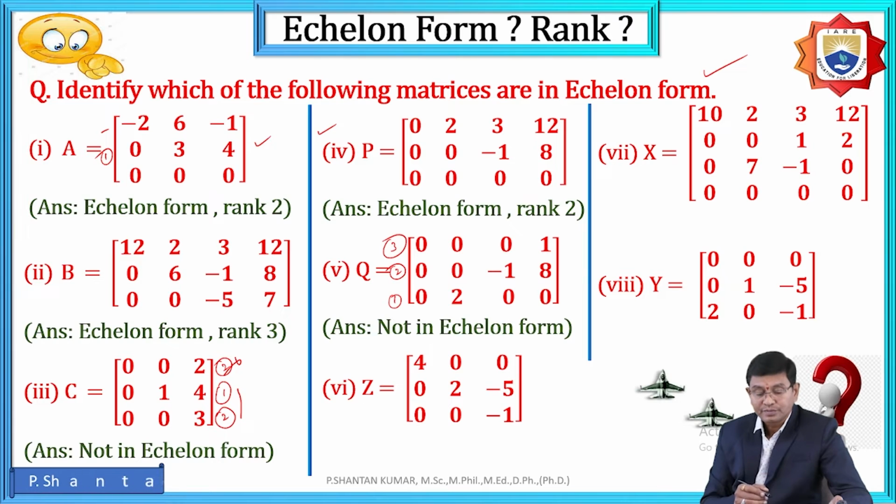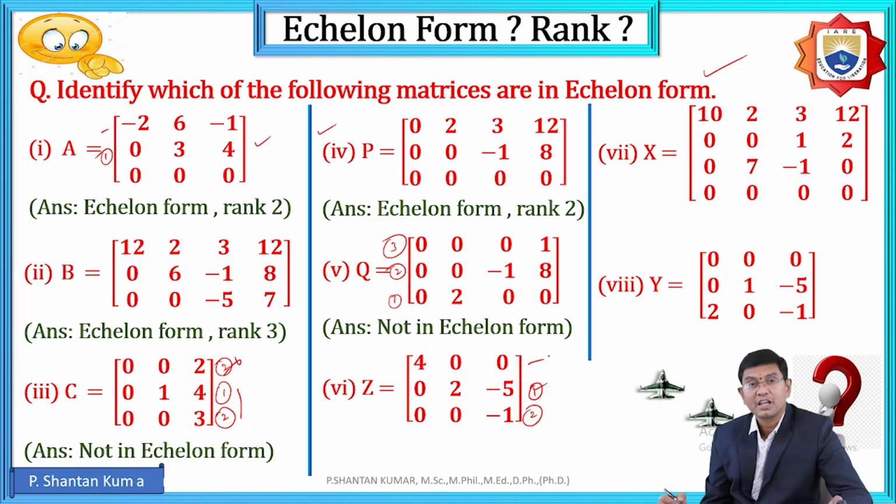And here the sixth one: the first condition is okay, and the second condition is also okay. The third condition, before the non-zero number: in this case there are two zeros, then one zero, and then no zeros. That means it clearly satisfies the Echelon form. Therefore, the rank is nothing but the number of non-zero rows in this Echelon form, which is equal to 3. Therefore, the rank is 3.